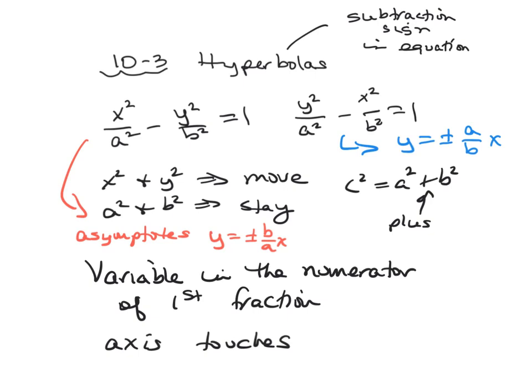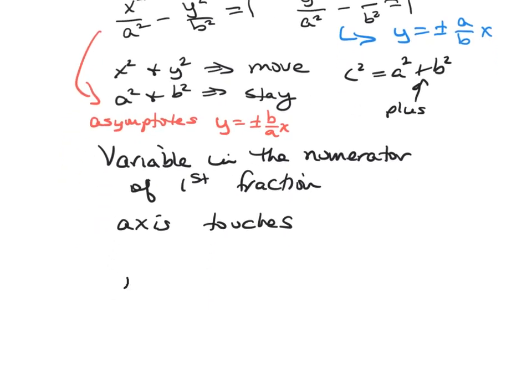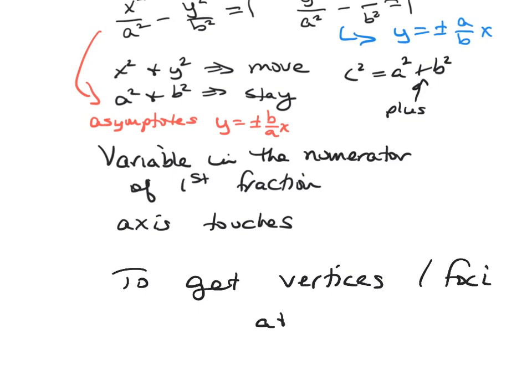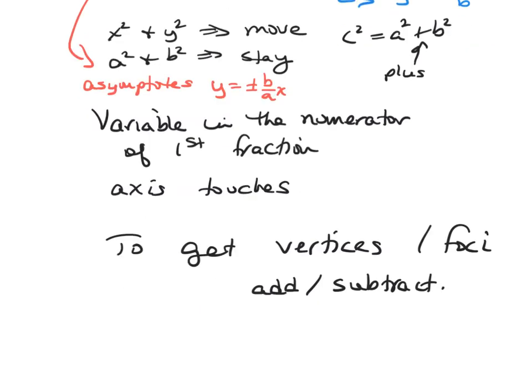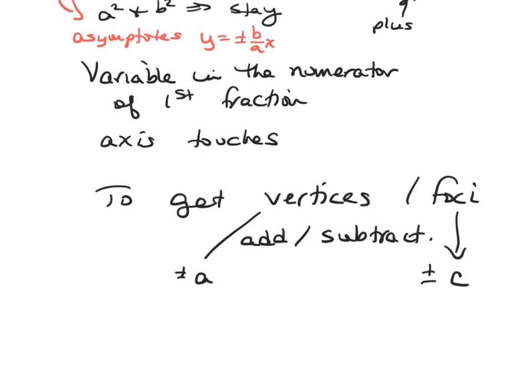So what we need to do is get our vertices and our focus points. So in order to get the vertices and the focus, or the foci, what we're going to be doing is adding and subtracting. We're going to be adding and subtracting the a to get the vertices, just like before, and adding and subtracting the c value. And we're always going to be adding these to the first letter we saw.